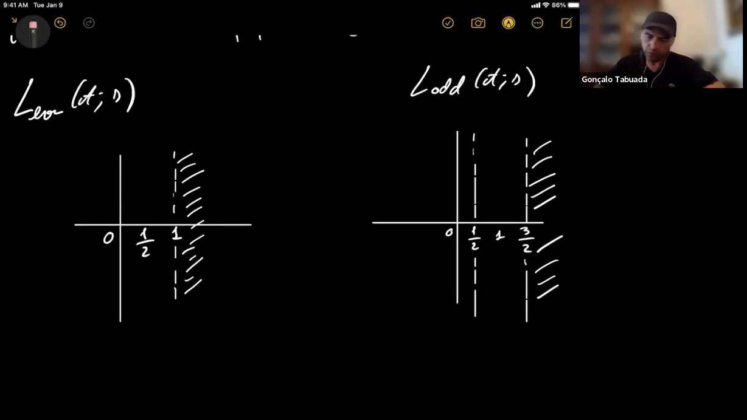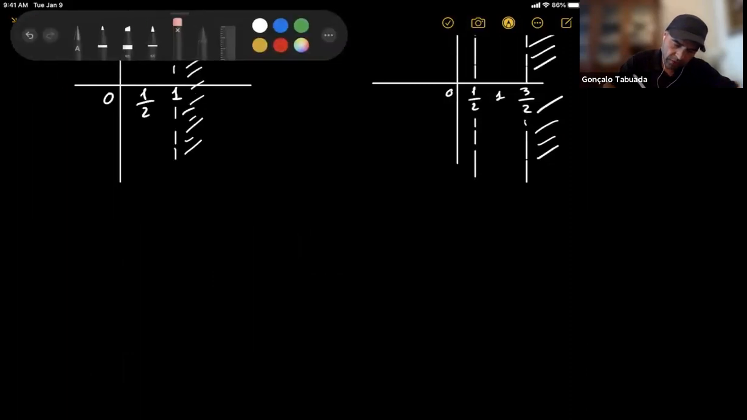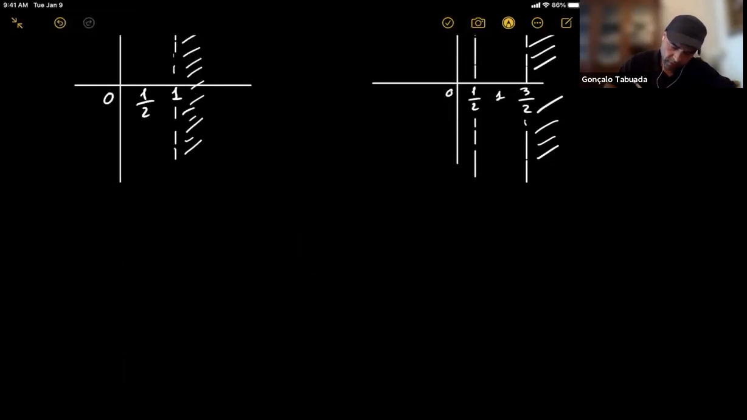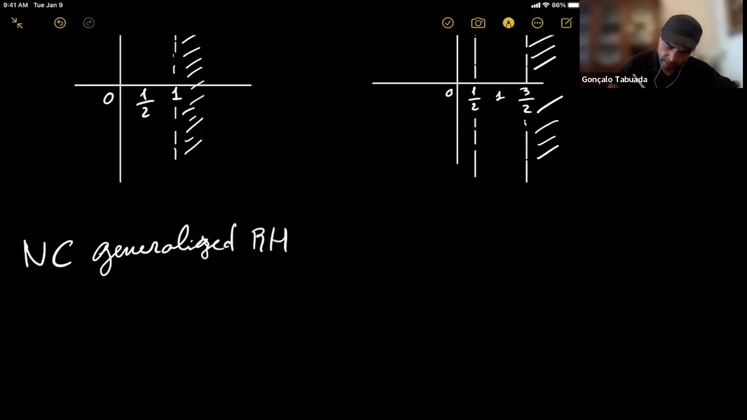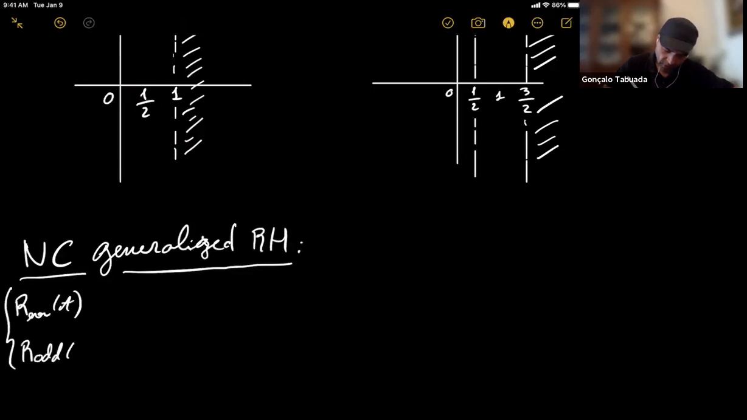And now we can also phrase the non-commutative generalized Riemann hypothesis. So this is my title. Finally, I'm explaining my title. So I will write it like R even for A and R odd for A.